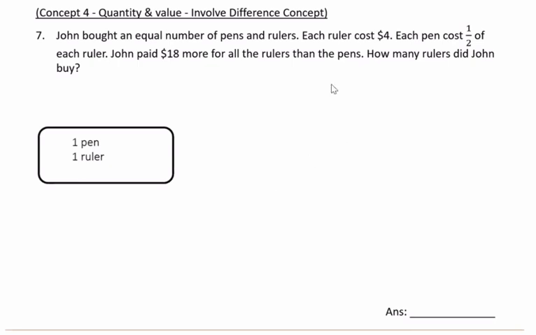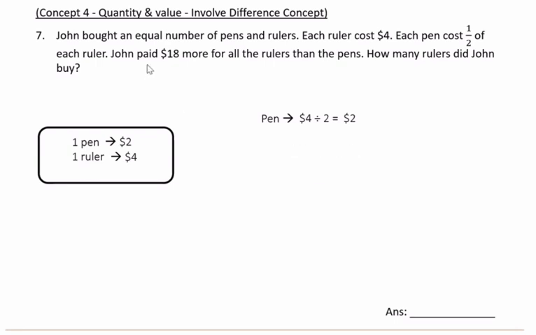Okay, so we're going to write down what we have in the question. You know that each ruler costs $4. So we will write ruler arrow $4. But we do not know the cost of the pen. We know that each pen costs half of each ruler, which means that the pen will be half of $4. So half means you need to divide it by 2. So 4 divided by 2, a pen costs $2. Okay, this will be in one group.